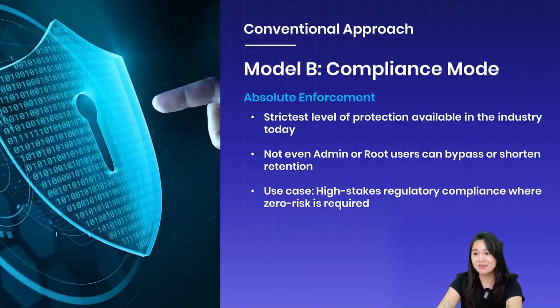And we have Model B, compliance mode, which enforces absolute protection, no overrides, even by admins. So it's very secure, but also inflexible. The industry standard tends to force a trade-off: strong protection versus operational flexibility. And that actually raises an important question for most organizations. Is it possible to achieve strong immutability without sacrificing operational flexibility and cost control?